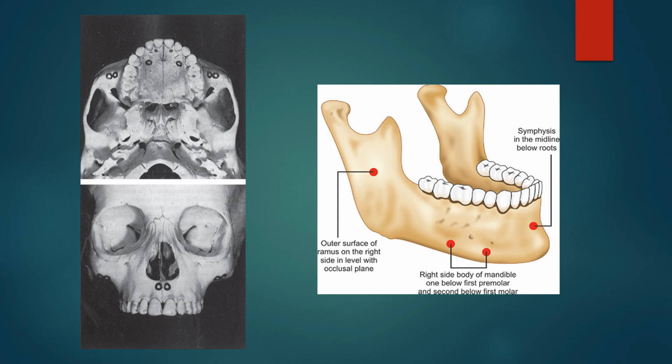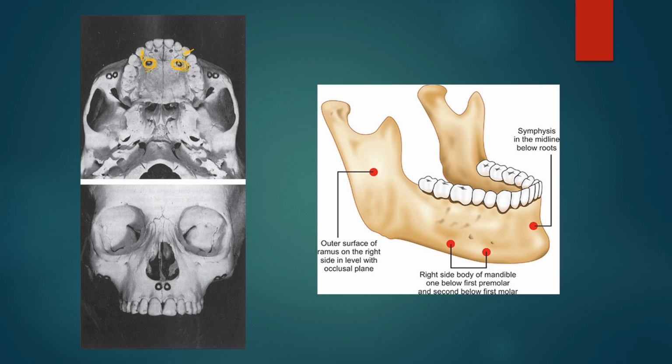First, in case of maxilla, the hard palate behind the deciduous canine. This is the deciduous canine. Before the eruption of maxillary permanent incisors, we have to place two implants behind the canines in the hard palate.